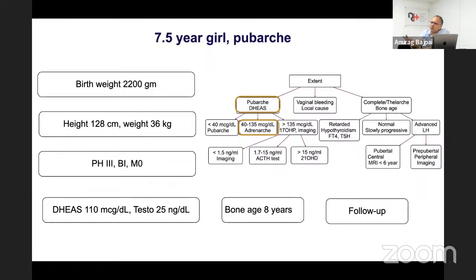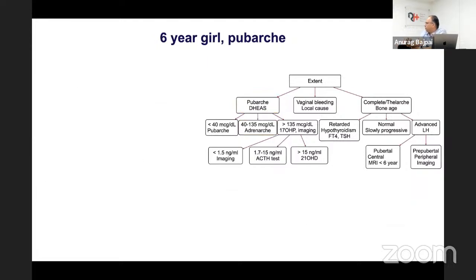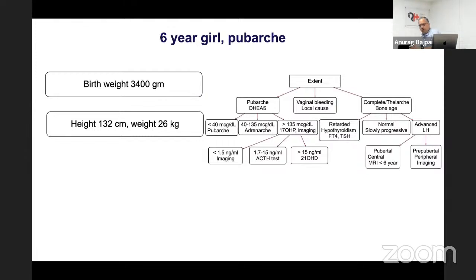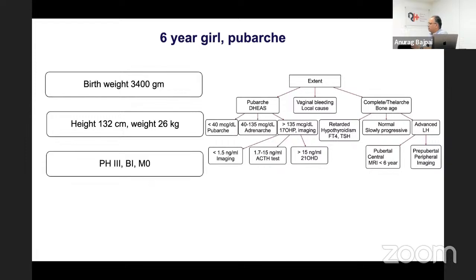The first one was isolated pubic hair of infancy. This is adenarche. Now the next case, a 6-year-old girl with pubarche. Birth weight was normal. She is tall, taller than the previous child, non-obese. Weight is 26 kgs. She has stage 3 development again. Now compare this to the previous girl. Do you think there are some differences here?